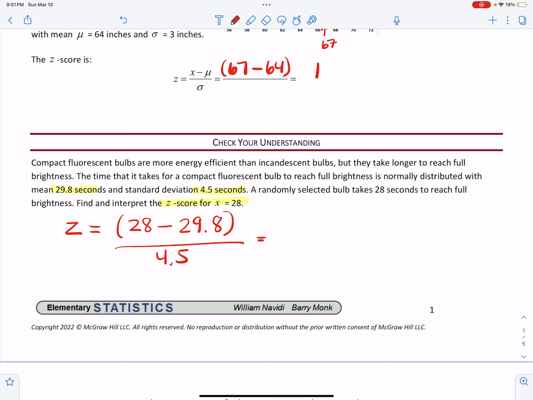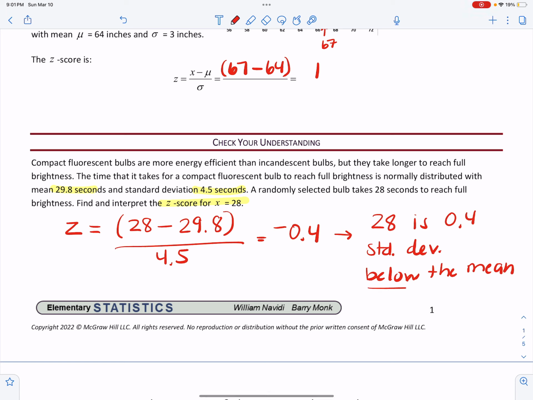Now, if you need to round your z-scores, we usually round them to 2 decimal places so that we can look them up in the table. This one does not need to be rounded as it comes out to exactly negative 0.4. And if I want to interpret that, what this is telling me is a value of 28 is 0.4 standard deviations below the mean. And the reason it's below is because I get a z-score that is negative.